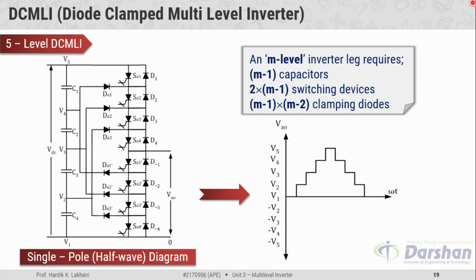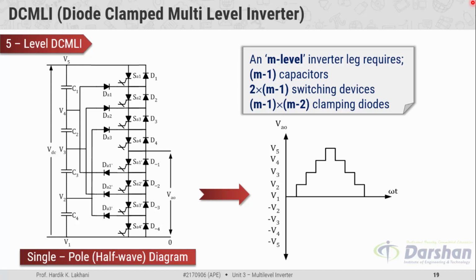This one pole can produce only half cycle of the complete AC output signal. Using the generalized expression, let us find out number of components required. 5-level inverter leg requires... Substitute M is equal to 5 into these expressions. We get number of different types of components required to construct circuit.